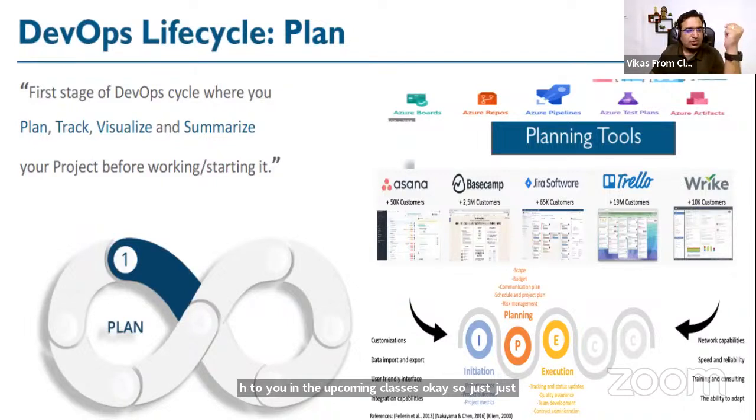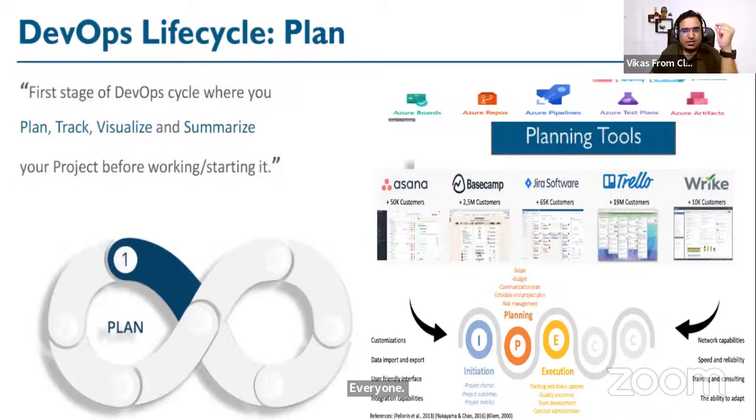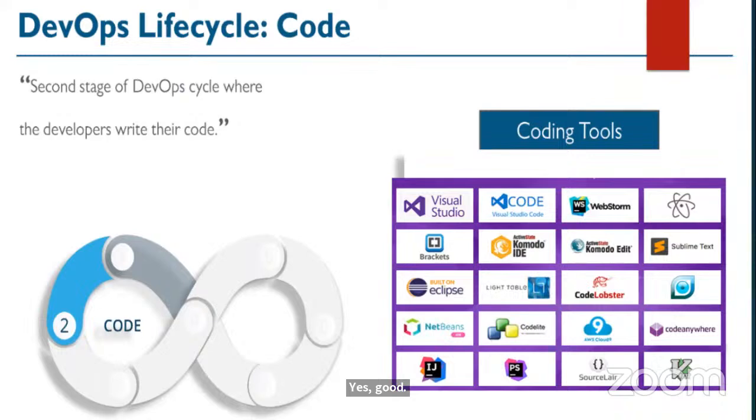If someone asks the question, which one is used in your project? Jira and ServiceNow for the planning phase. Okay, which tool are you using for coding purposes? Visual Studio Code. Cool, thank you.